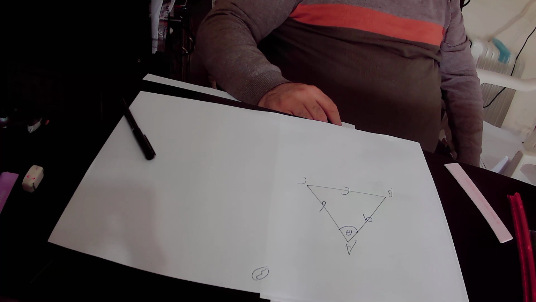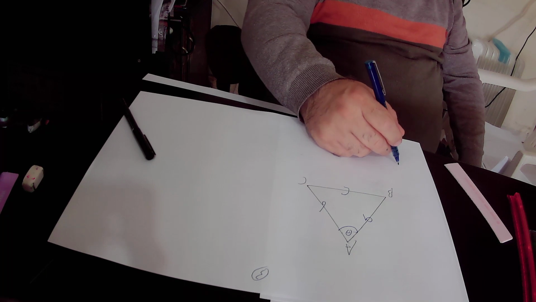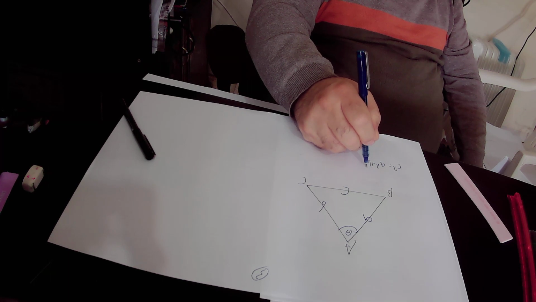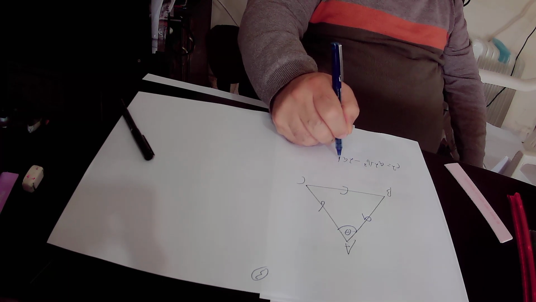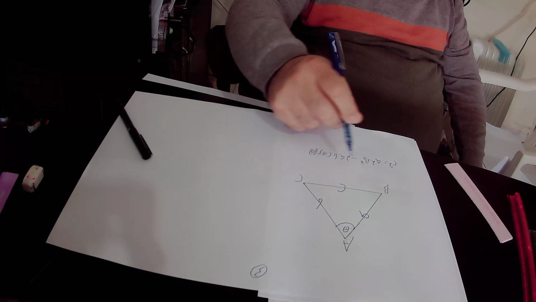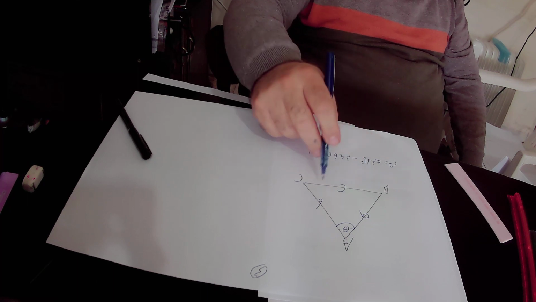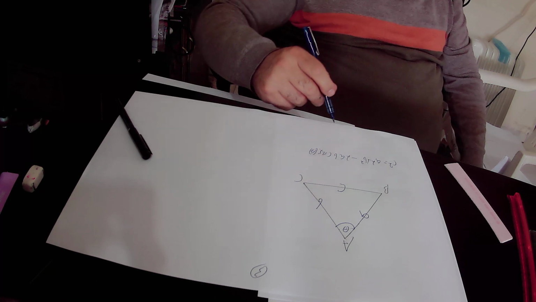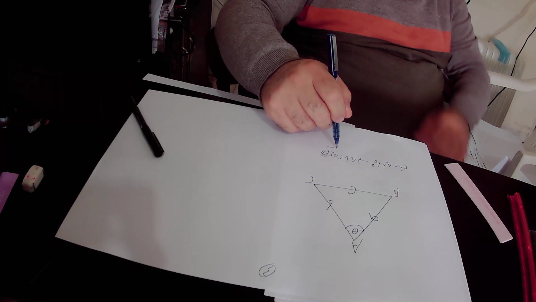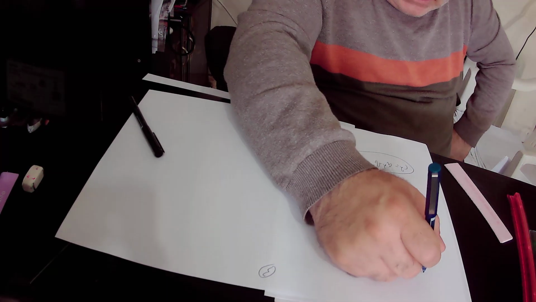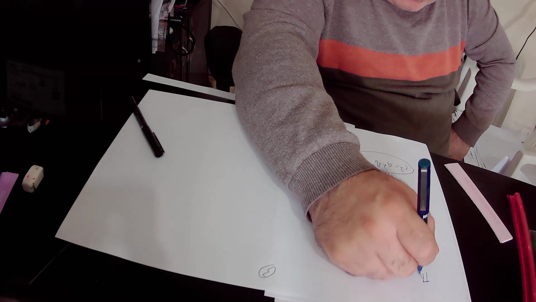Then, according to the law of cosines, we get that C squared equals A squared plus B squared minus 2 times A times B times cosine theta. Again, C squared equals A squared plus B squared minus 2AB cosine theta. This is the law of cosines.